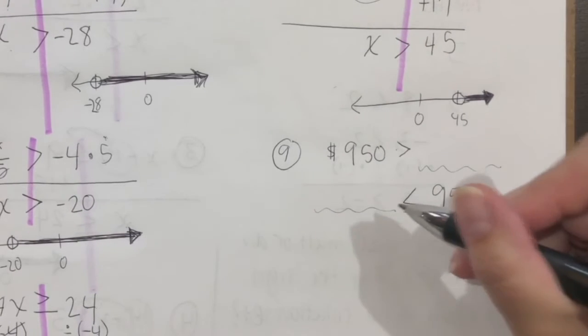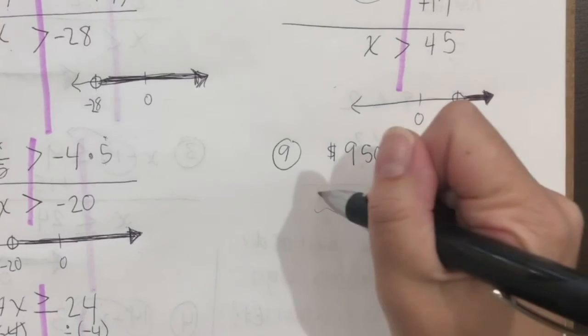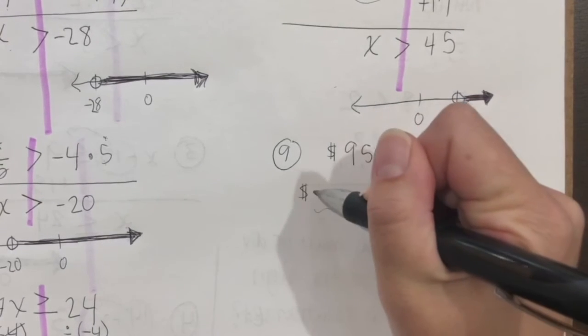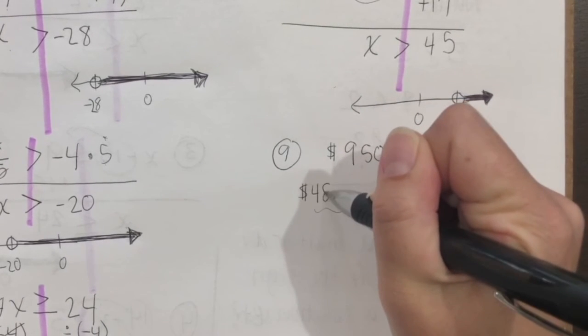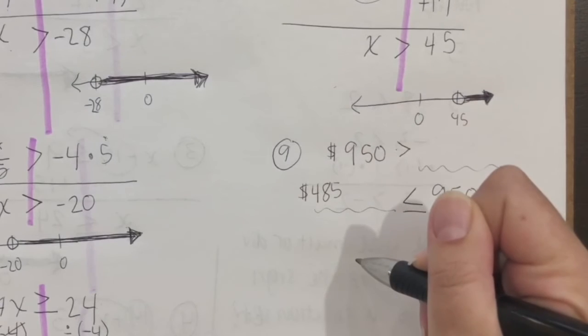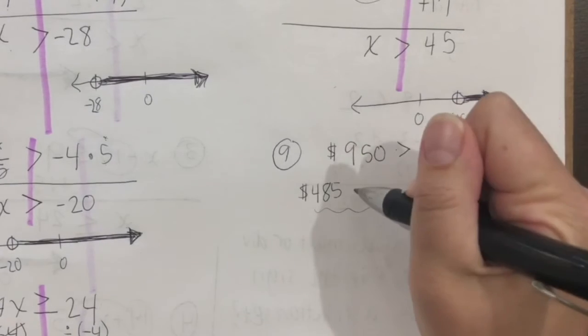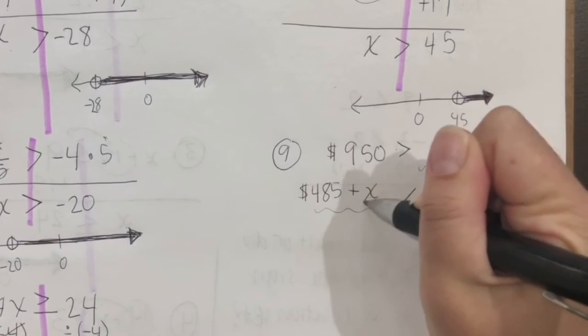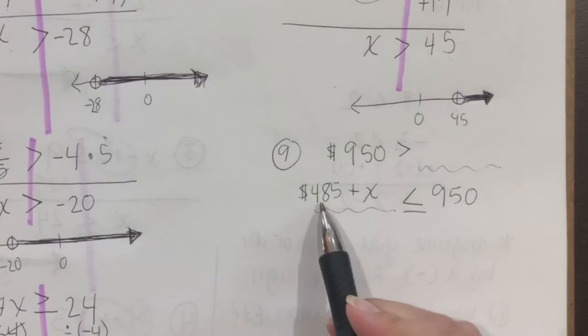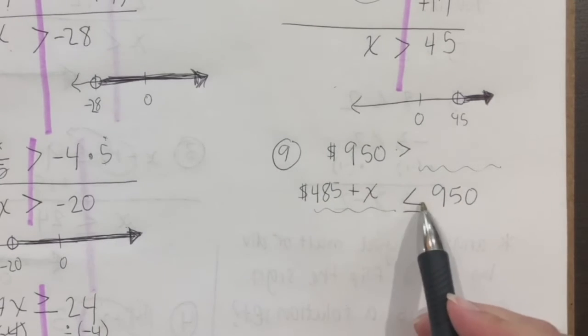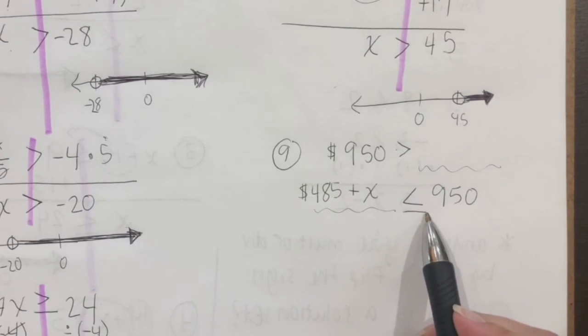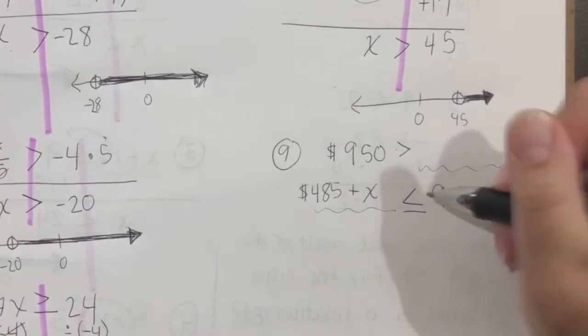Okay, so what is she spending? She's going to spend $485. That's what she already is spending on the washing machine, and then plus the dryer. So we'll say x for the dryer. So the washing machine plus the dryer is going to have to be less than or equal to $950 total.